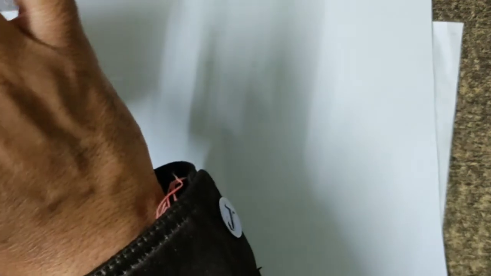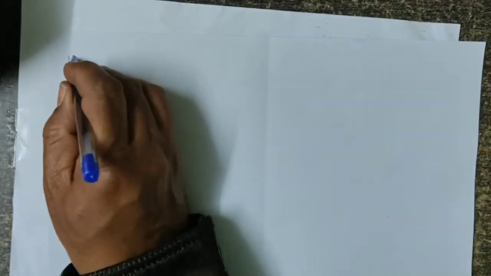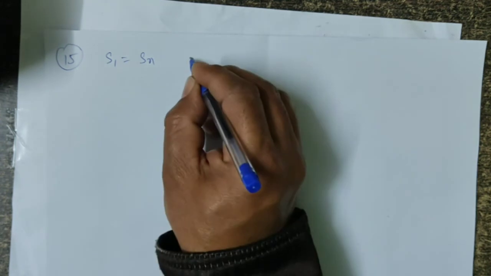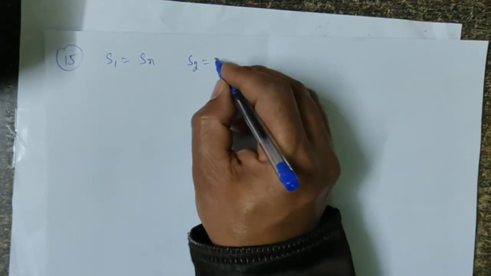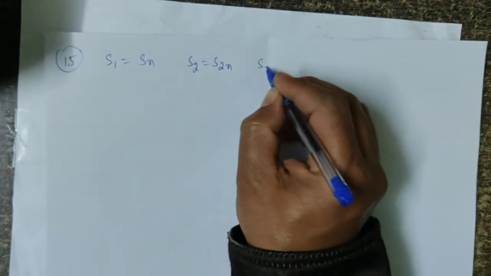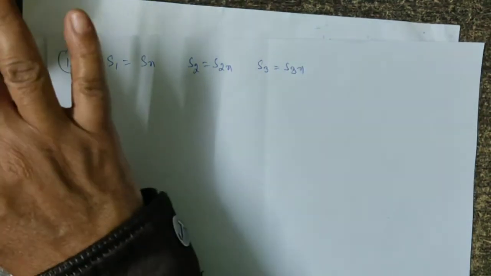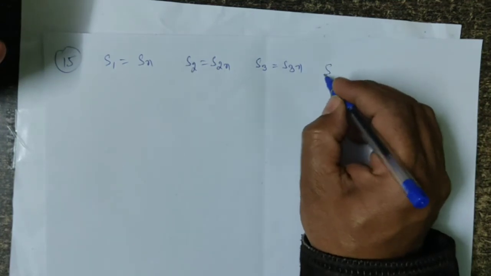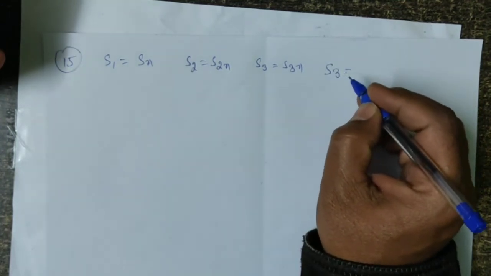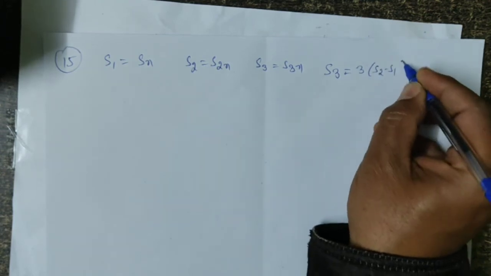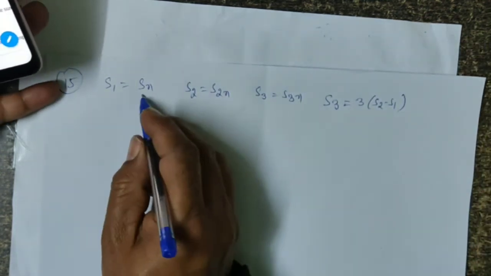Now the last question, and it is a higher order thinking skill question. It's a very good question. S1, S2, S3 are sums of first n terms. S1 is the sum of n terms, Sn. S2 is the sum of 2n terms, that is S2n. S3 is the sum of 3n terms, that is S3n. Okay. Now we have to prove what? S3 equal to 3S2 minus S1.